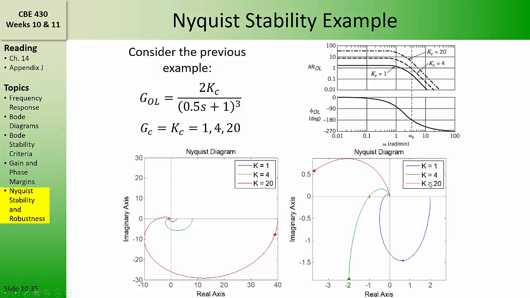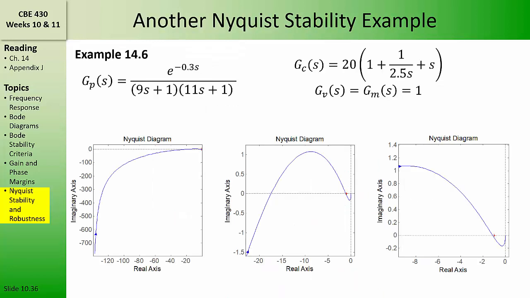When Kc is equal to 20, or in fact for any value greater than Kc equal to 4, the Nyquist plot will encircle the point minus 1, 0 in the counterclockwise direction, one time. And that makes this process unstable for Kc greater than 4, but stable for Kc less than 4.